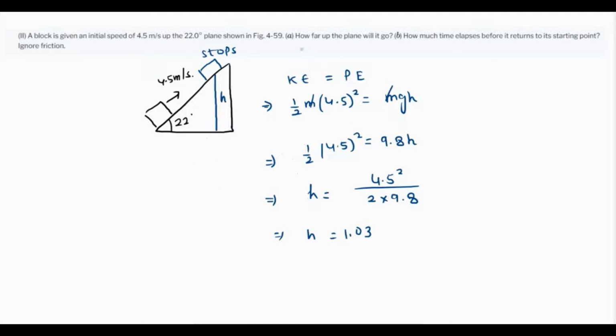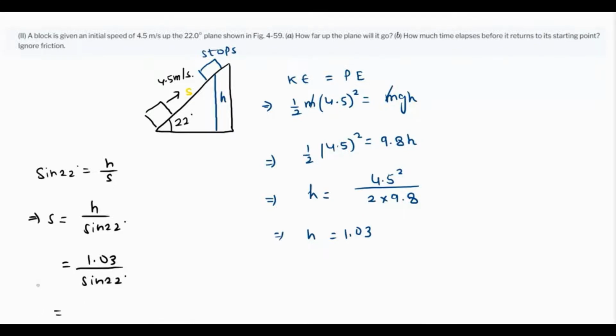But we don't need the height. We need the distance along the plane which it has moved. So we are going to use a little bit of trigonometry here. In this triangle, we need to find the value of s. So we're going to use sine. Sine of 22 is going to be h over s. So s is going to be h over sine 22, and we already have the value of h, which is 1.03. So 1.03 over sine 22 is going to be the required value of the distance.